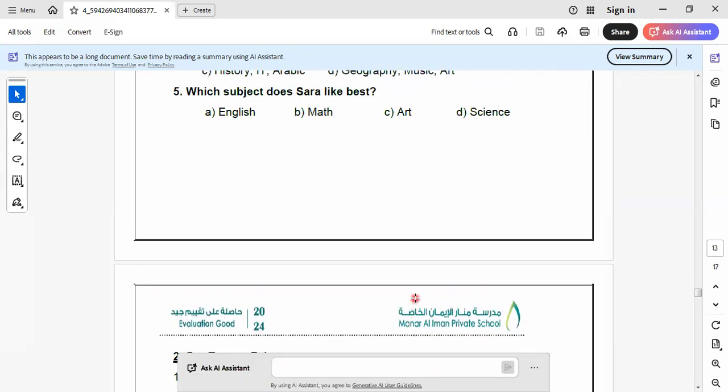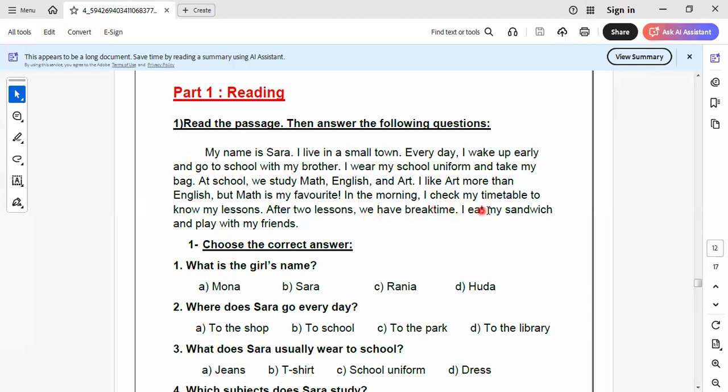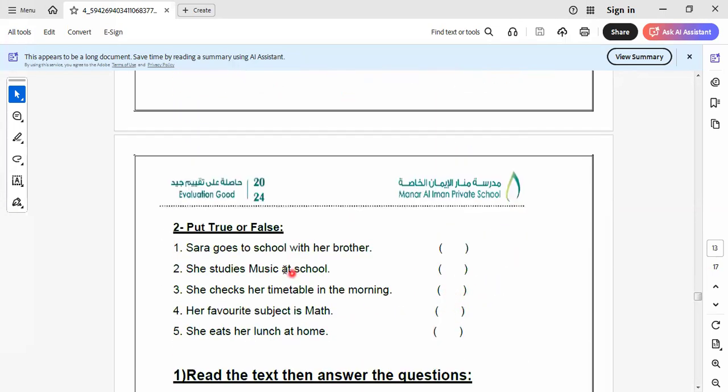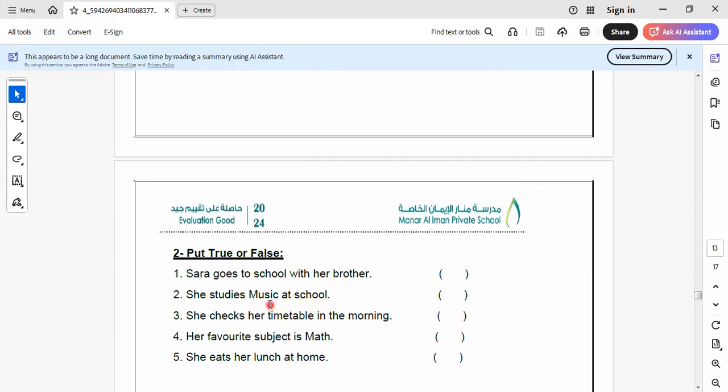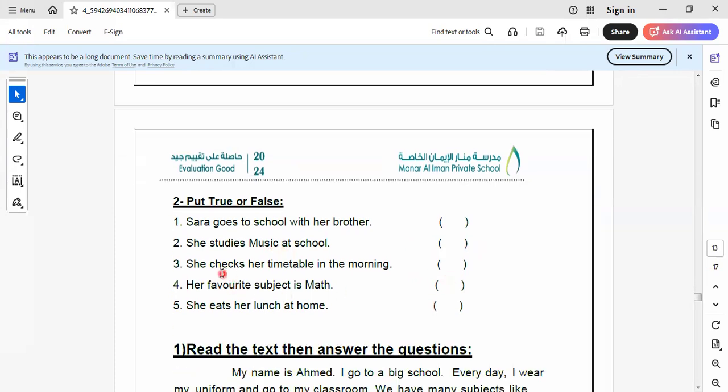She checks her timetable in the morning. Yes, here it is: checks timetable. But I say right here on music. Why? Because when we say art, I think art is a different kind of art: music, painting, and so on. So I still think that is true. If you have a misunderstanding about this, I will write false. Okay, so I write it true as it is, and you can also ask your teachers in your school to correct it if it's wrong.